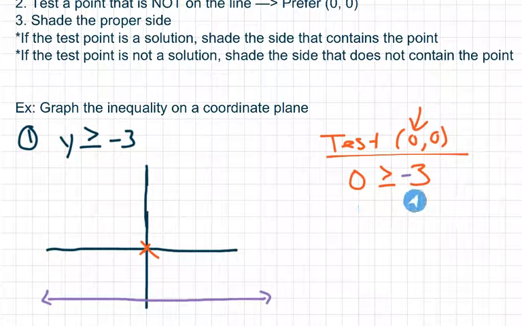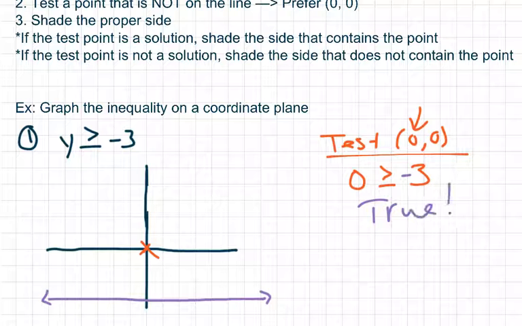All right, so 0 greater than or equal to -3. That is a true statement. So my point was above the line, in this case. When I tested it in, I got a true statement. So this side of the line, the upper side this time, is going to be where all of the solutions are.